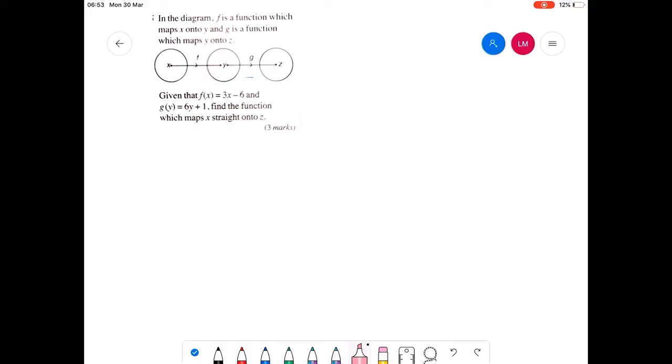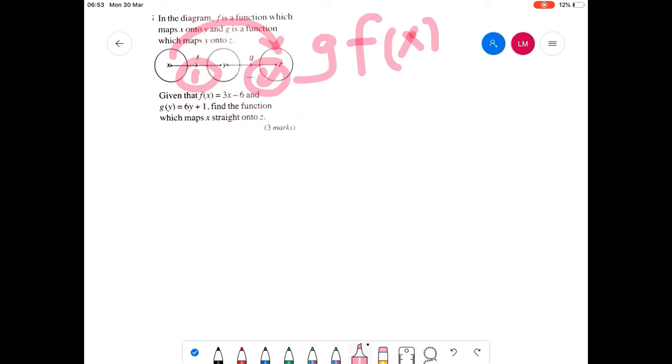Okay, alright, so here you're asking for what is the function that maps x directly onto z. Okay, this undergoes function f first, followed by g. So when you have the x object, the nearest to the object is your function f, then only function g. So from here to here is actually gf(x). Okay, because this is your object, the nearest to the object is the function f. This is always the first function that you undergo.